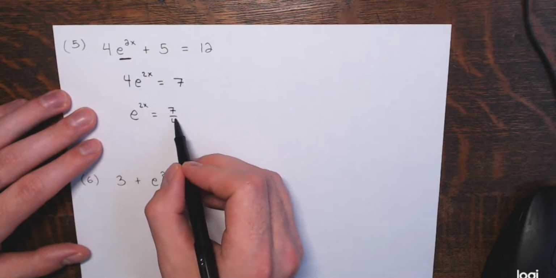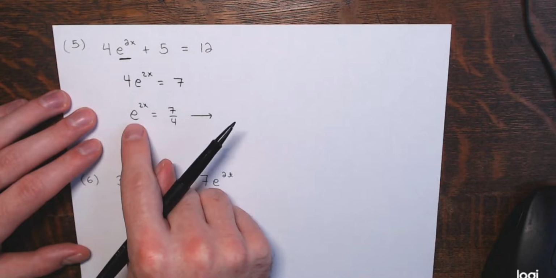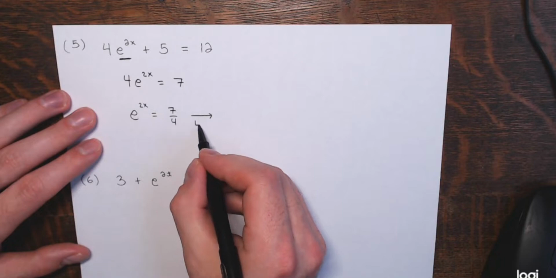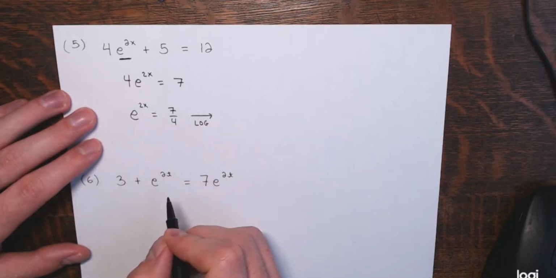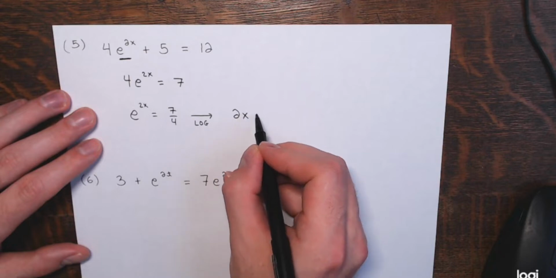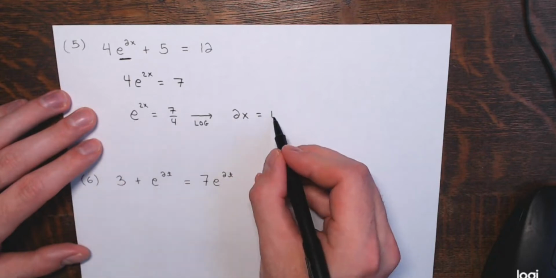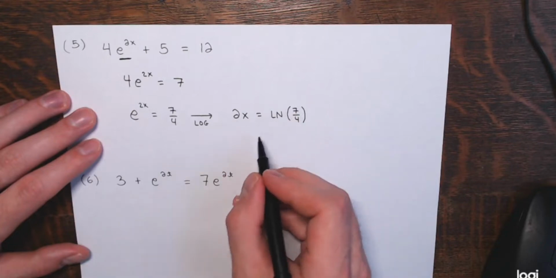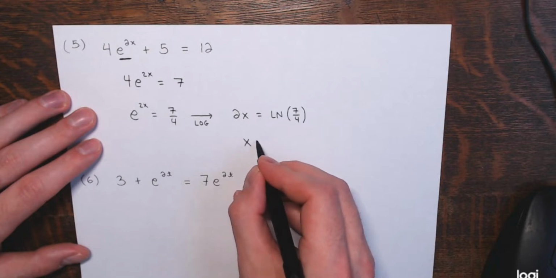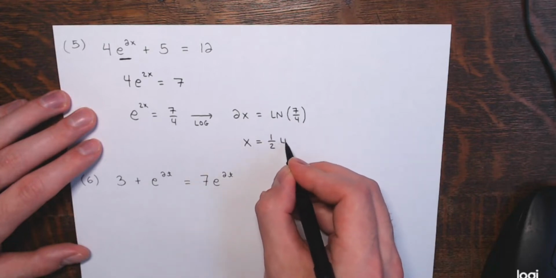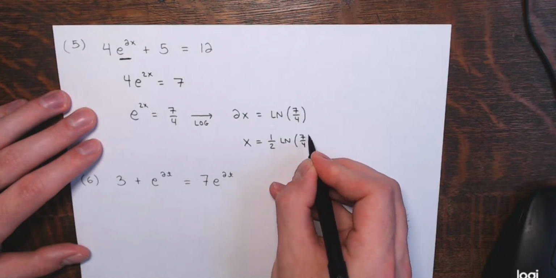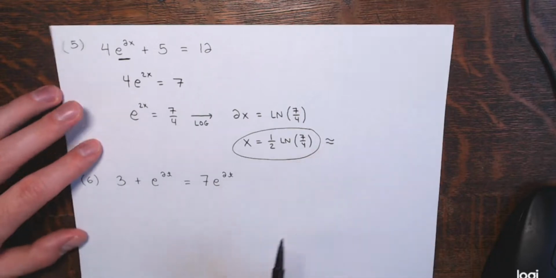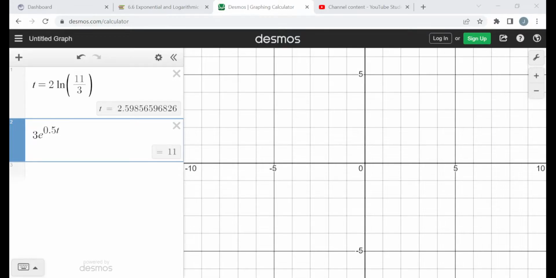All right, and now I have what I want: base to a variable power equals some number. Change to log form, right? Change to the equivalent logarithmic form. So that power, that 2x, is equal to the log base e, or the natural log, of 7/4. And then I would just multiply both sides by a half, or divide by 2, same thing. So half the natural log of 7/4, or natural log of 7/4 divided by 2. There's your solution. All right, and once again, I'm going to round this to the nearest thousandth.